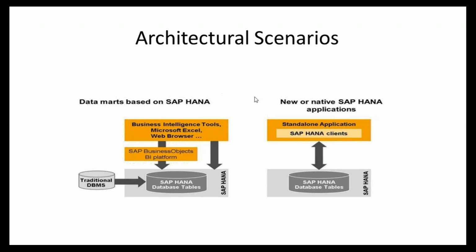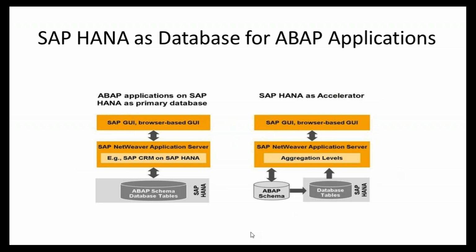So we are going to deal with these types of projects, guys. In the future, when you have implementation projects, we'll have two types of implementation projects. The primary database is either non SAP or non HANA, or HANA. So in these three types of scenarios we might work. So SAP HANA is a database for ABAP applications.